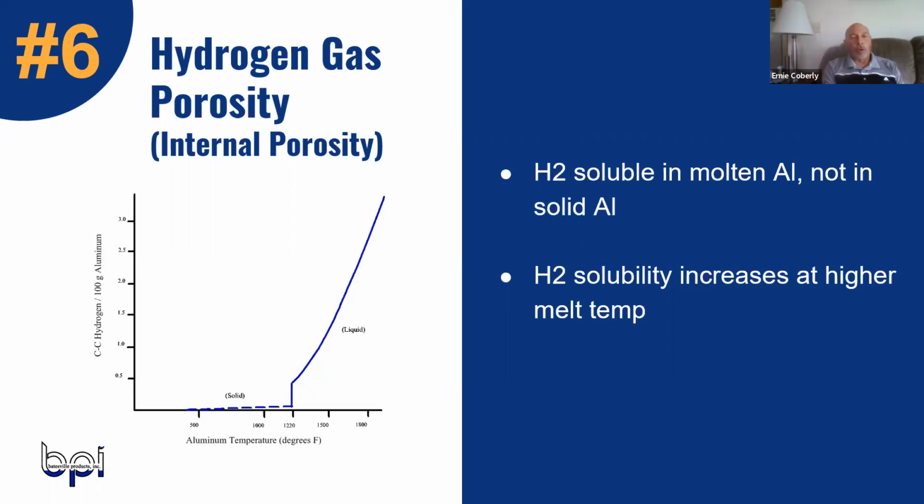Yeah, and before you go on, the little top line on your slide there is the key thing. The hydrogen is soluble in molten aluminum, but it's not in solid aluminum. So as the aluminum solidifies, that gas comes out and forms porosity in your casting.